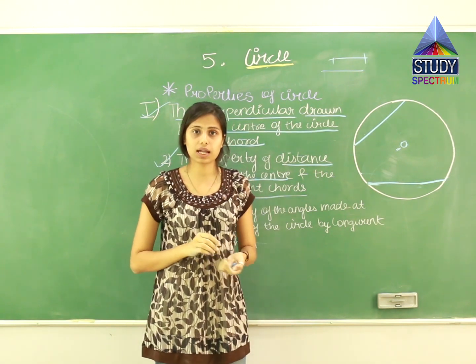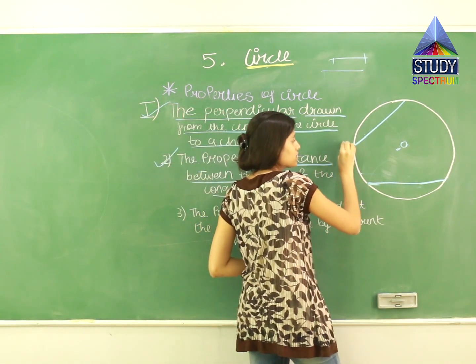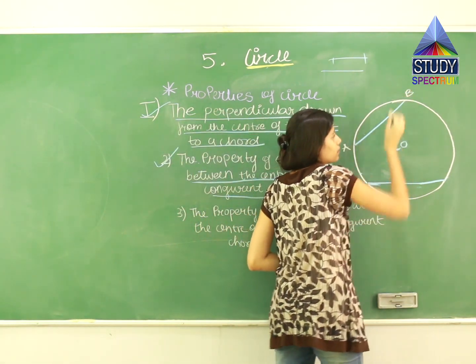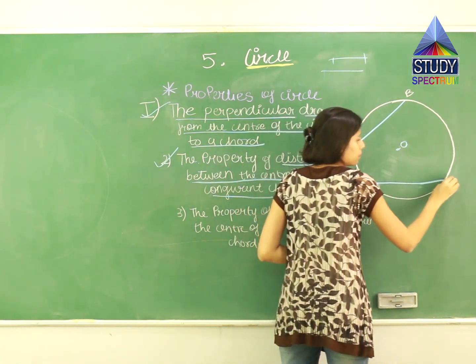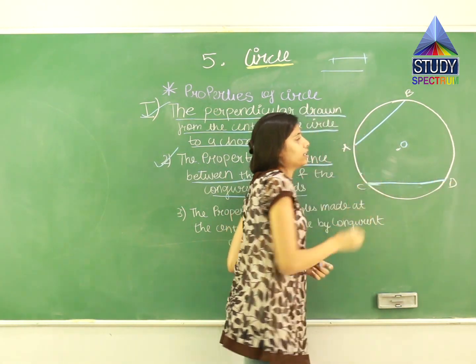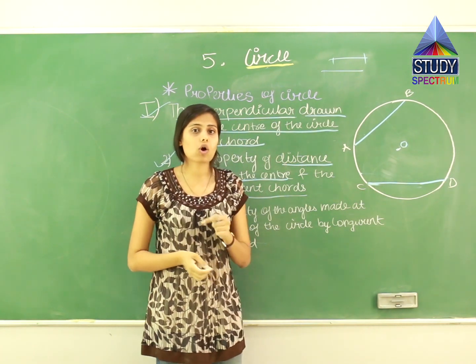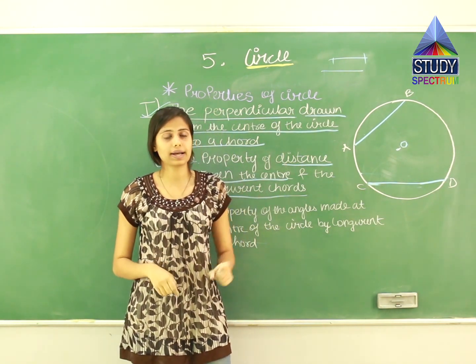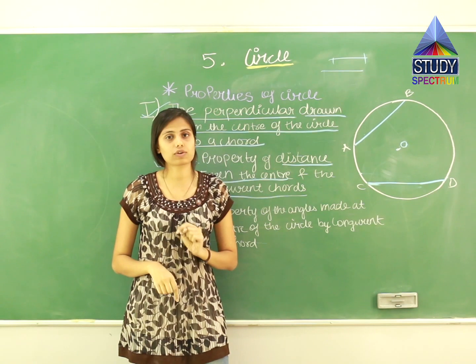Now what they are trying to tell you is, if this is a chord AB and this is, suppose, CD, and this is the center of the circle O. What is a chord? A chord is the segment which joins two points on the circumference of the circle.